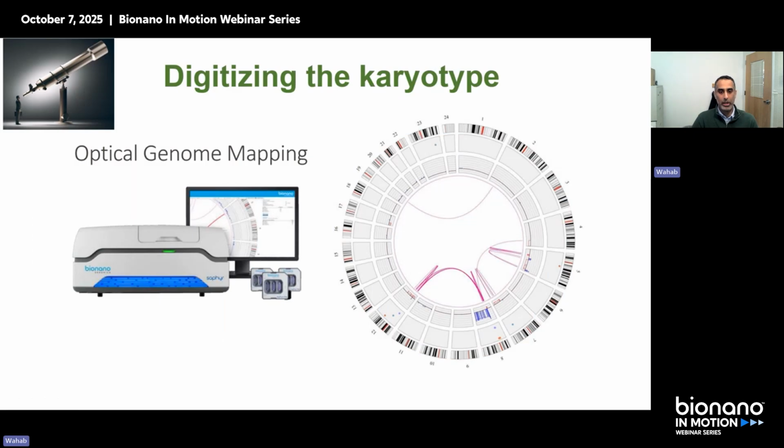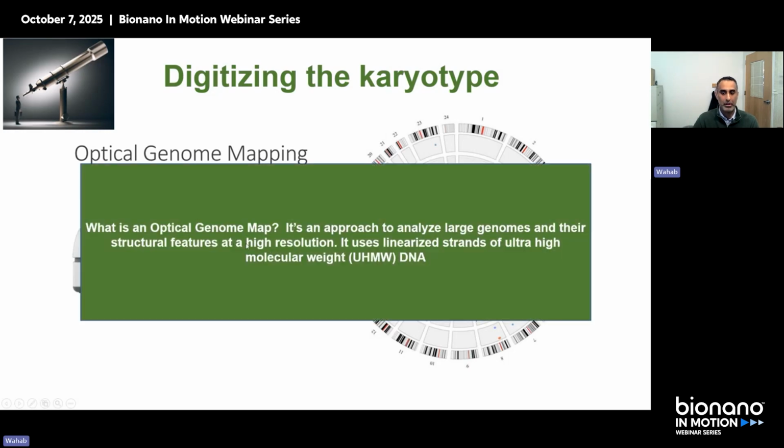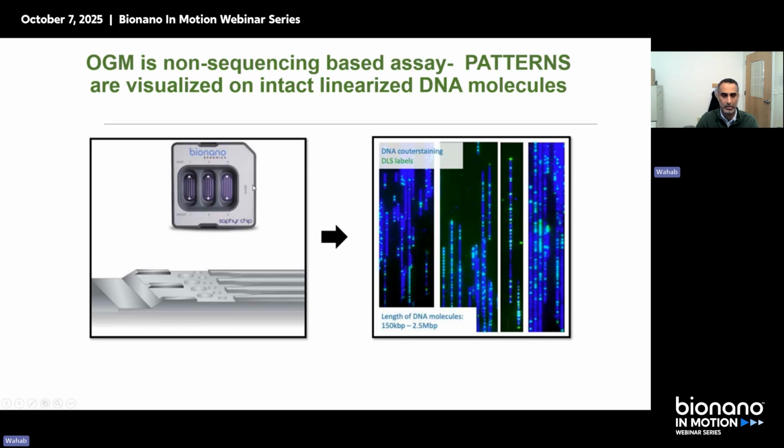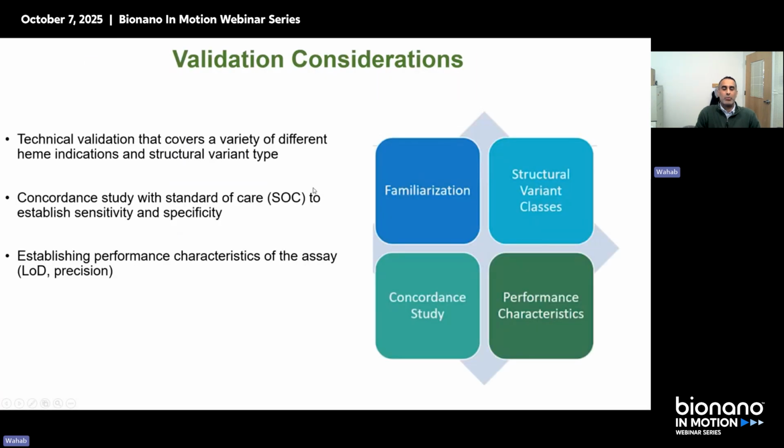And so I won't get into the details of what OGM is and how it works, since that's been provided in previous talks. But just to note that it's a way to digitize looking at karyotypic changes, and it's a non-sequence approach. It looks at large-scale genome rearrangements. It starts with linearized ultra-high molecular weight DNA, which is labeled and then scanned on a chip, and then that can be imaged.